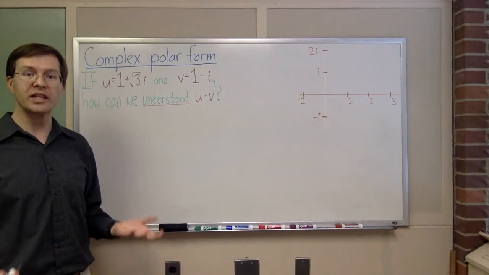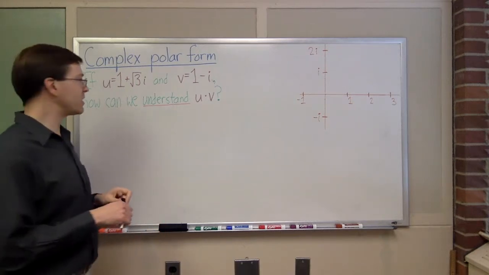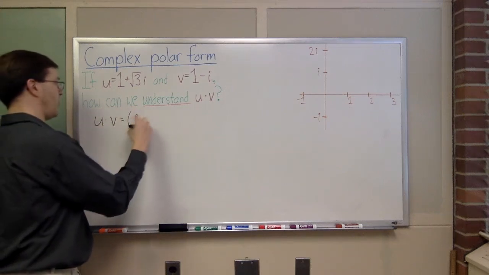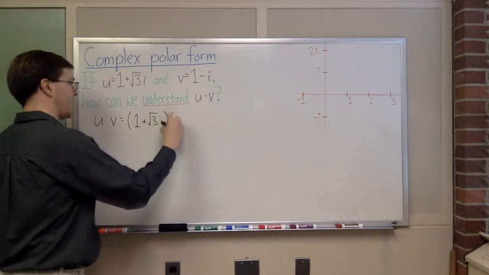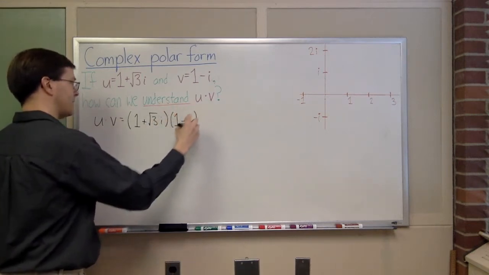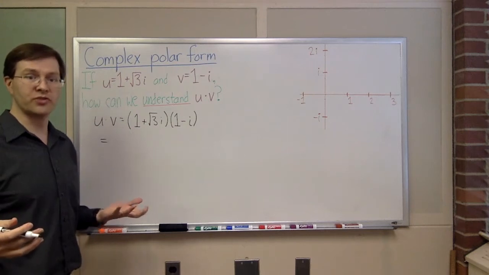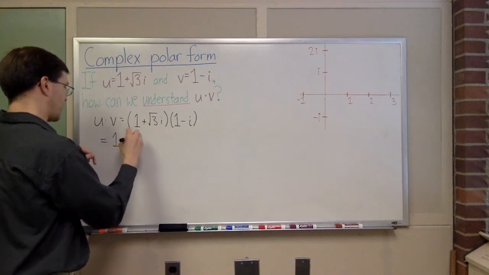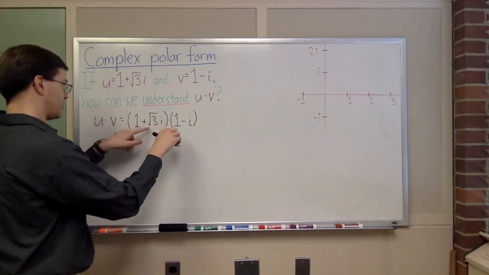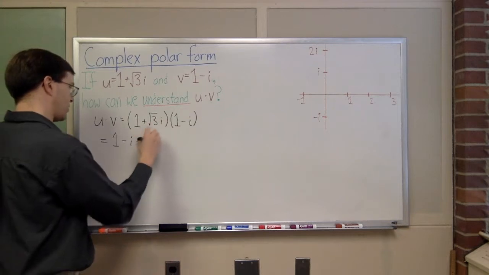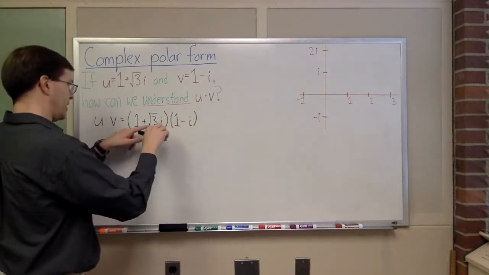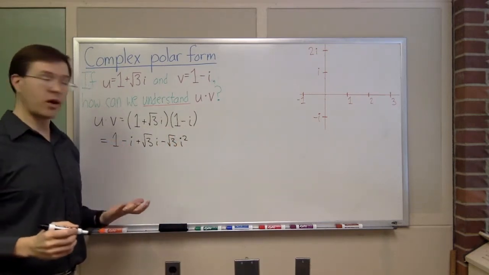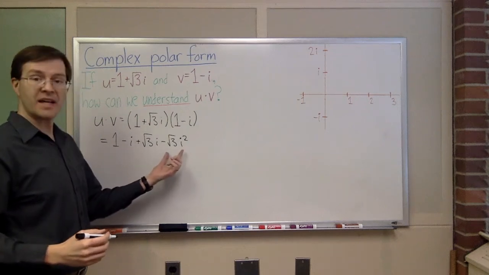On some level, this is a really simple problem in complex numbers, because all you need to do is u times v is 1 plus square root of 3i times 1 minus i, and you can use your standard algebra tools, FOIL or whatever, to do this. So that's 1, minus 1 times i is i, plus square root of 3i times 1, so plus square root of 3i, and then minus square root of 3i squared. And of course, i squared is minus 1, so this comes out to be just positive square root of 3.